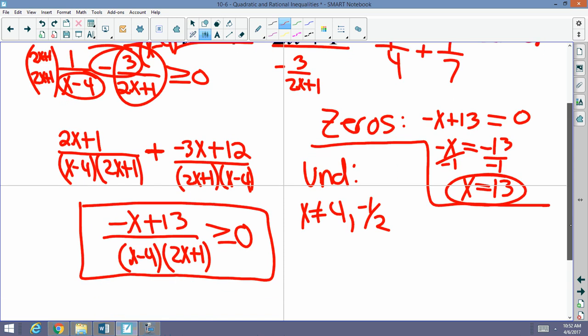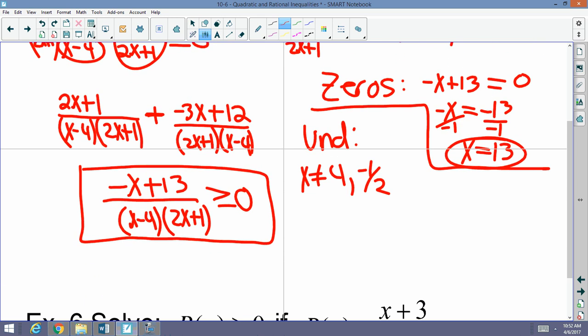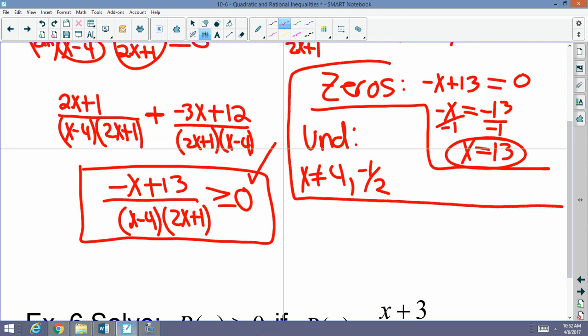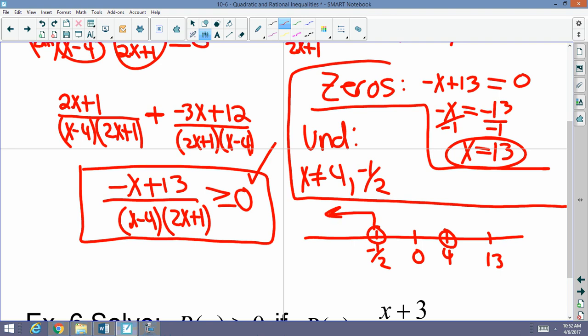By the way, every part here is partial credit. You get this part, you're going to get credit. You get the undefined and the zeros, you're going to get credit. Now, last step, see what you got. I've got negative 1/2, which cannot be, a 4, which cannot be, and a 13. So I'm going to have 4 intervals.